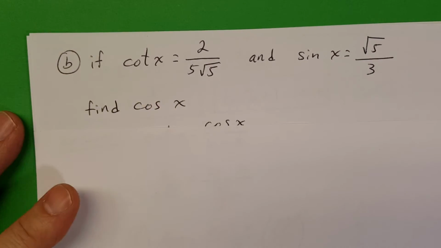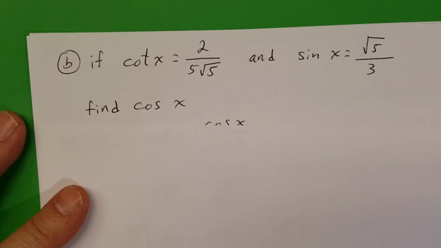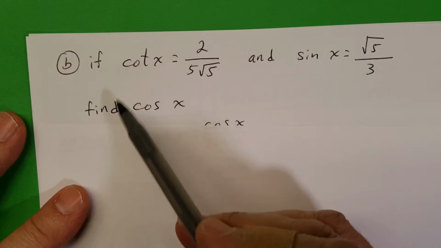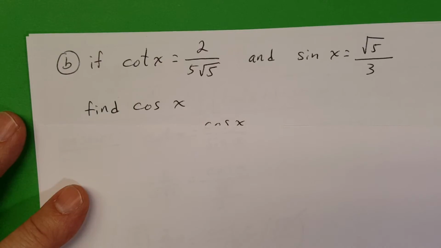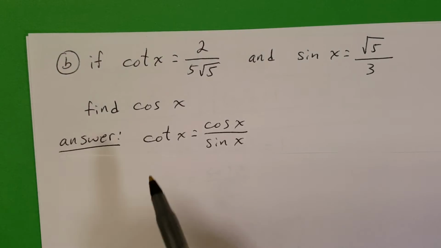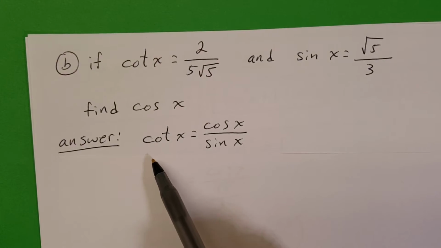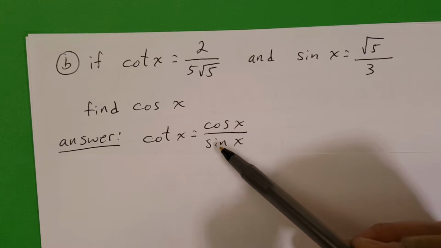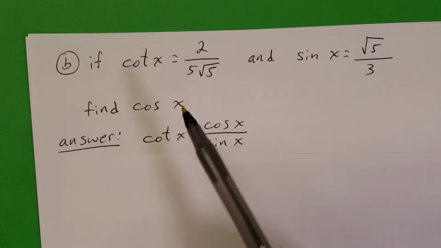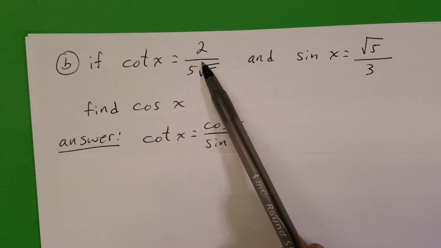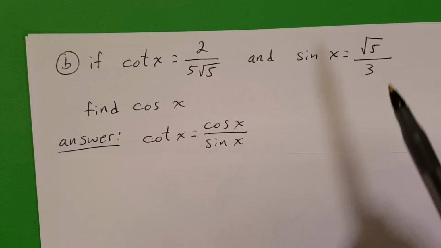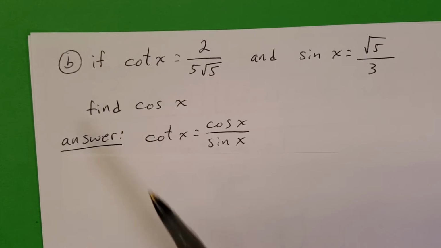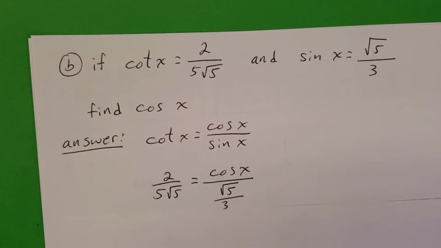Now, do we have any identities that connect all 3 of them, or at least 2 of them? Look carefully at all the identities we saw. Yes, we do. If you look at cotangent, it connects or is equal to cosine over sine. So guess what I'm going to do? I'm going to replace cotangent with this number, sine with this number, and then solve the equation to find cosine x. That's exactly what I did.